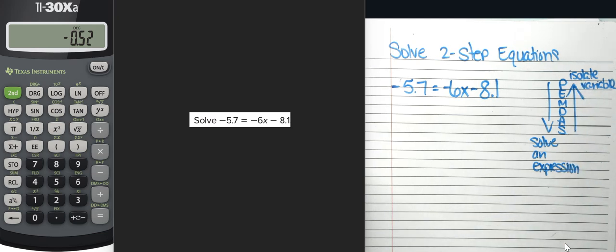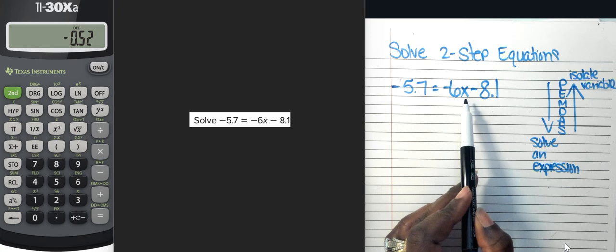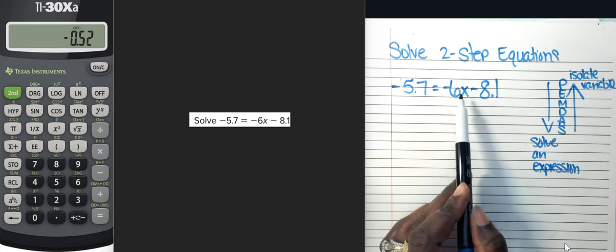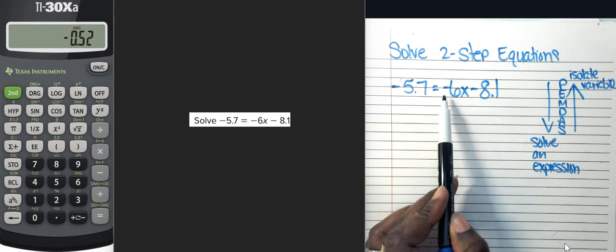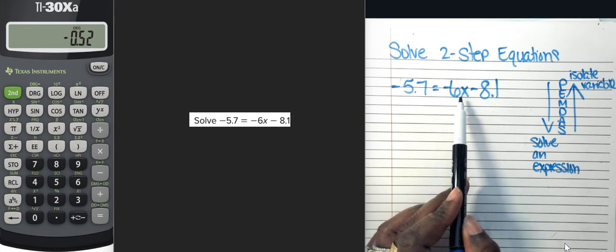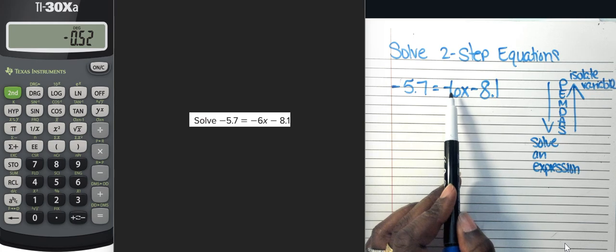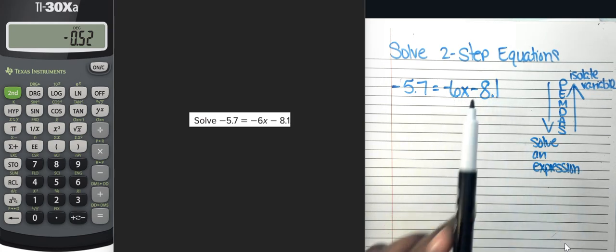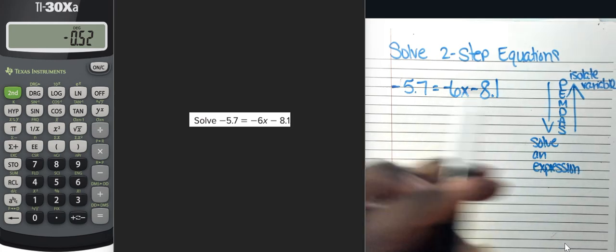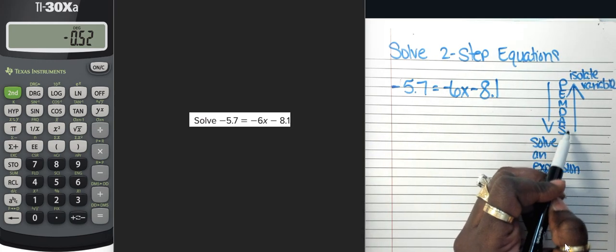So the first question that we always ask ourselves is, is the variable by itself? If it's by itself, no, it's not. We see that we are multiplying x by negative 6, and then we're subtracting 8.1. Okay. So what we need to do is remember PEMDAS. We're going to start with addition or subtraction.